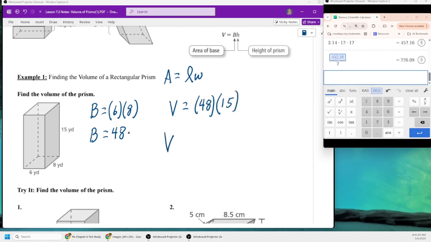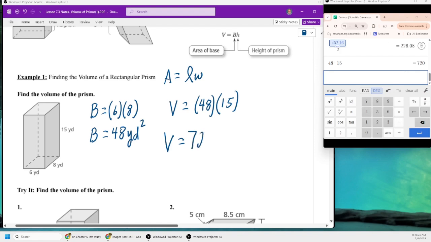Now, remember that area is a square measure, but when we do the volume, it is going to be a cubic measure. So 48 times 15 gives us 720. So this is 720, and that would be cubic yards because it's three dimensions. So that's why there's a 3. It's length, width, and height. We're filling it. It's a volume, so it is a cubic measure, cubic yards.